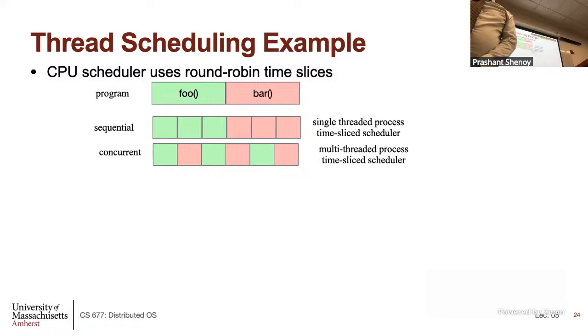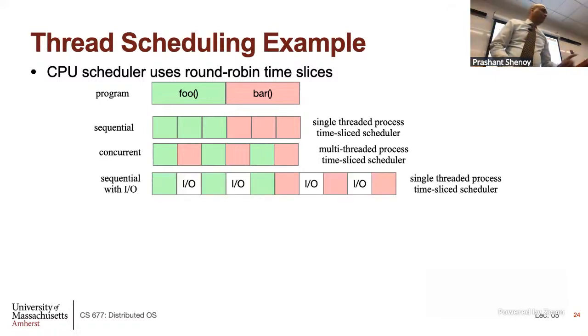Is that clear? Okay. So we'll now add one more detail here. We'll assume that the threads now also do I/O. Okay, we didn't have any I/O before, so you could just continue execution. So let's start with the sequential case, no threading.